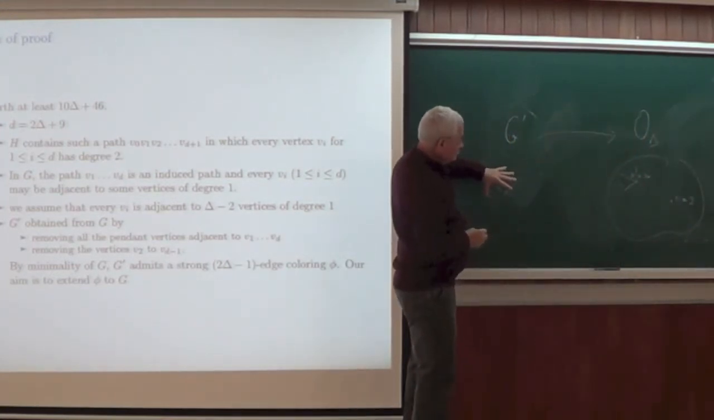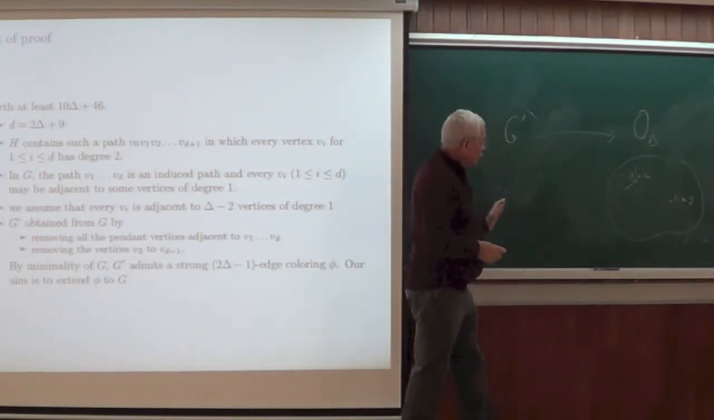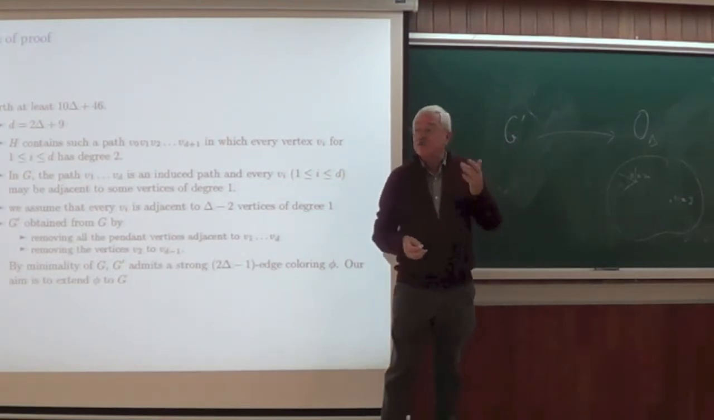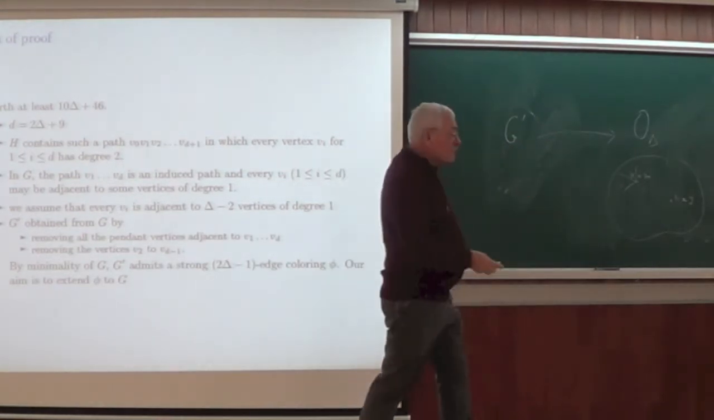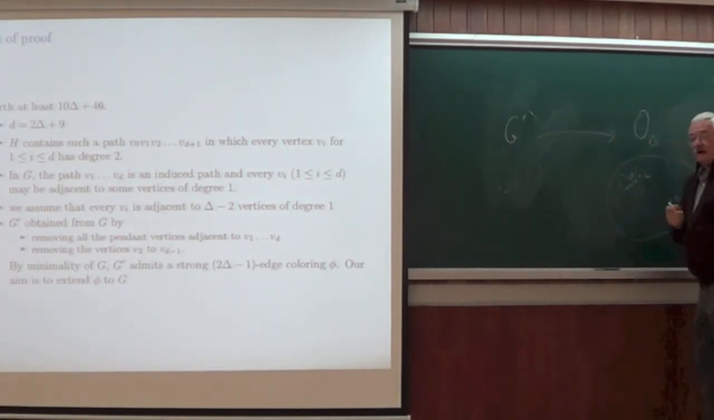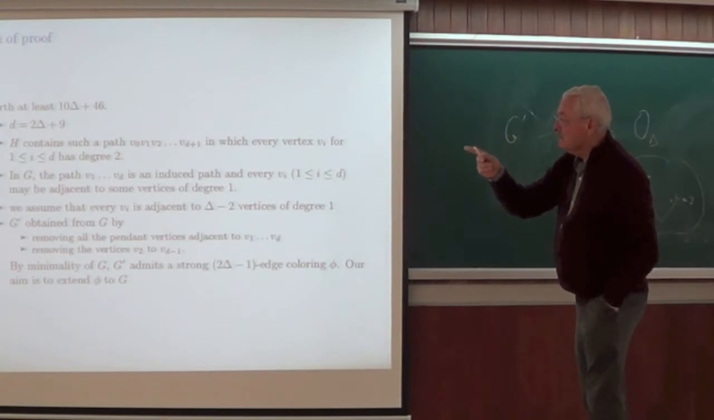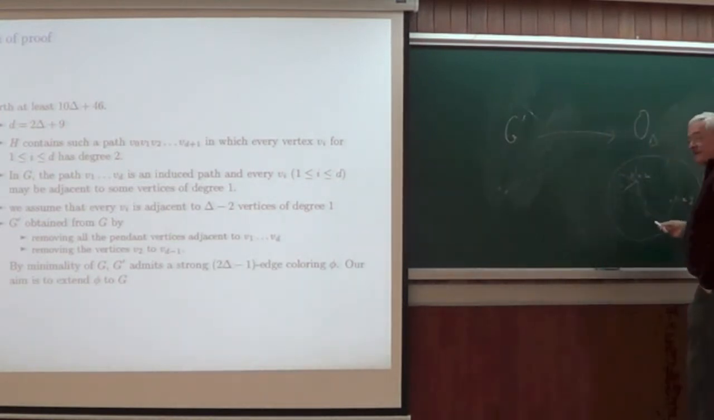And what I do, I have this strong edge coloring. I want to extend this strong edge coloring to the path. So I only have to prove that in the O delta there is a path of length 2 delta plus 9. So I have to find such a path. If I find such a path, then I will map the path on this path, and then I will have a strong edge coloring.